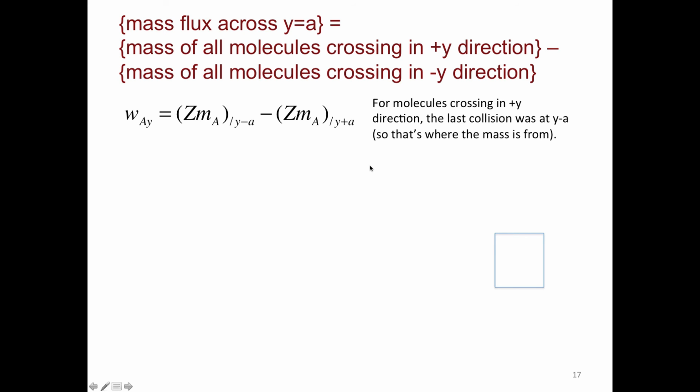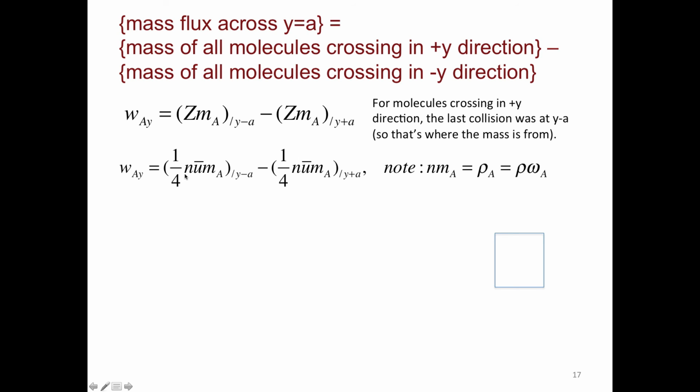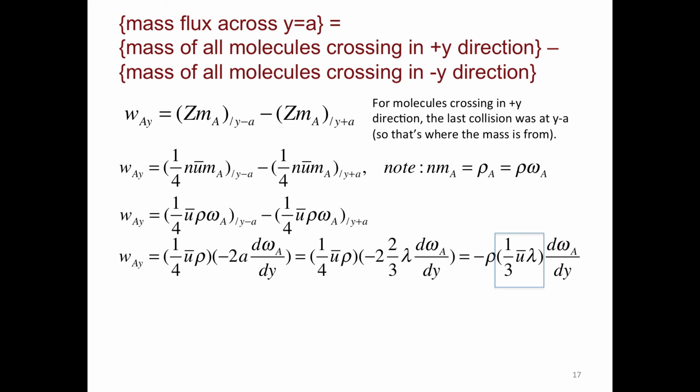Cool. So now I just throw in the formulas that I know. Z is 1/4 nu times MA evaluated at y minus a, minus the same thing evaluated at y plus a. Now, number of molecules times mass of molecule is essentially my density of A. So I'm going to have rho times omega A evaluated at y minus a, minus the same thing evaluated at y plus a. My average speed of molecules doesn't change based on the concentration, because that's looking at the individual molecule.